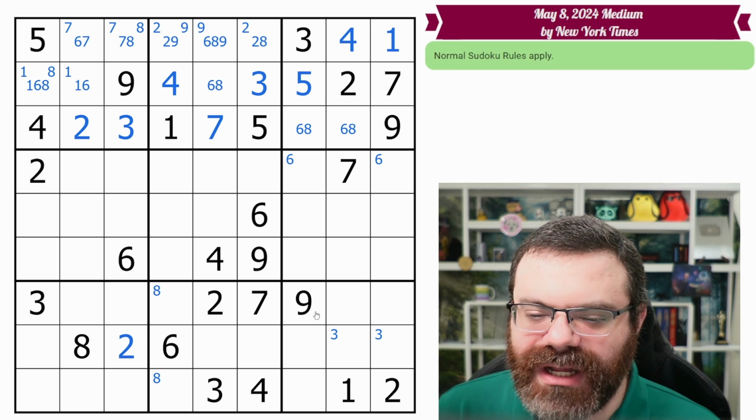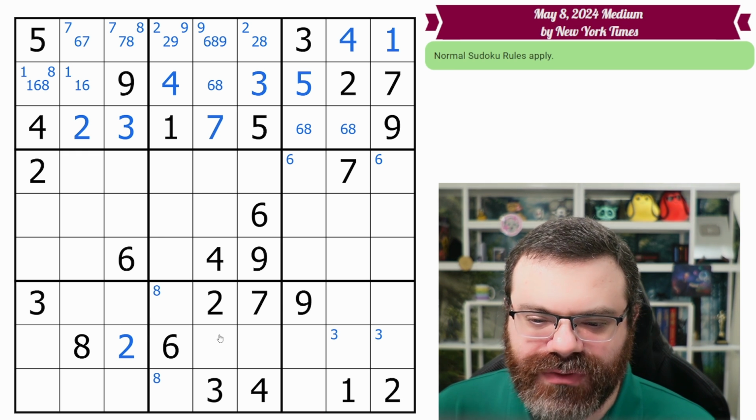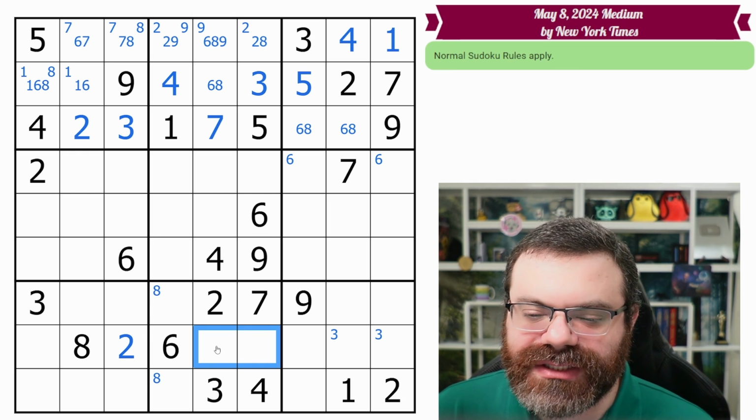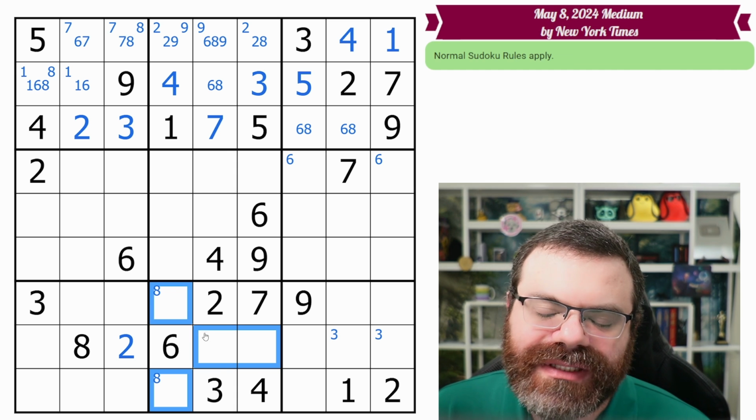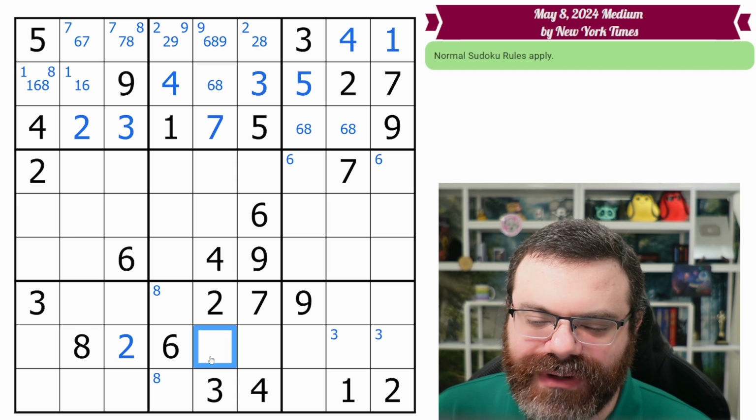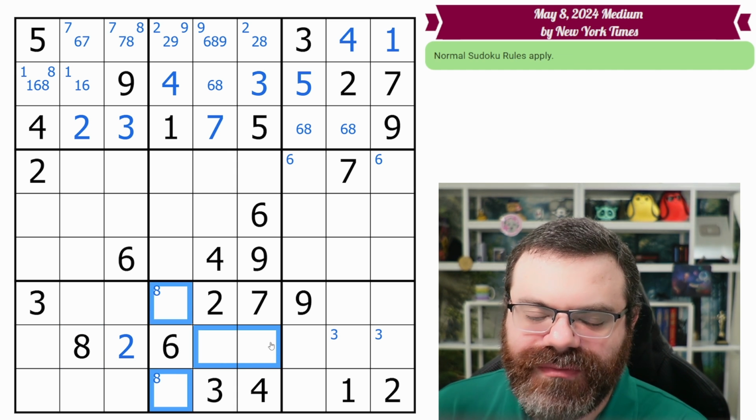Do we have any filled box rows? We do not. Do we have any rows or boxes down to 4 or fewer? This box is actually down to 4 or fewer. This is where we would have noticed the 8s had we not already. But what are the digits remaining in this box?